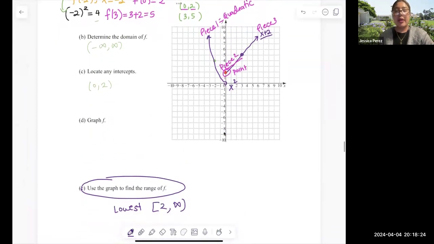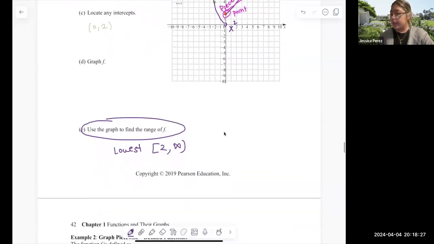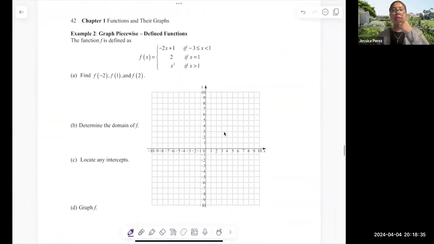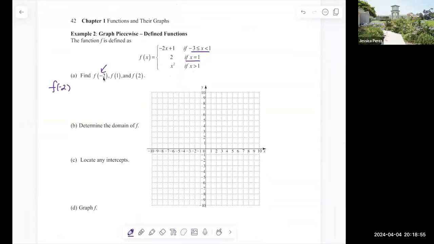Okay, so we found the graph and we found the range, and it has a bracket at 2 because it's including 2. We're going to do the same with a different problem, and we're going to do it together. If we want to find f of negative 2, where does negative 2 live? In the first equation, second equation, or third equation? Where does negative 2 live? So x is negative 2. If I'm looking at the domain here, where does it live? The first, the second, the third, which one?